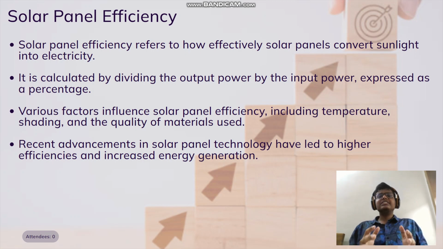Generally, the solar panels which are used have an efficiency of 30%. However, scientists have developed solar panels that can reach efficiency up to 50%.